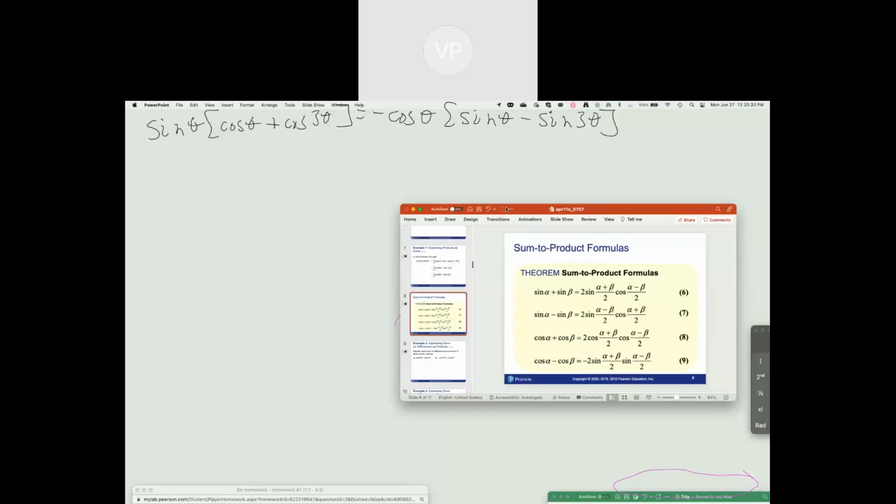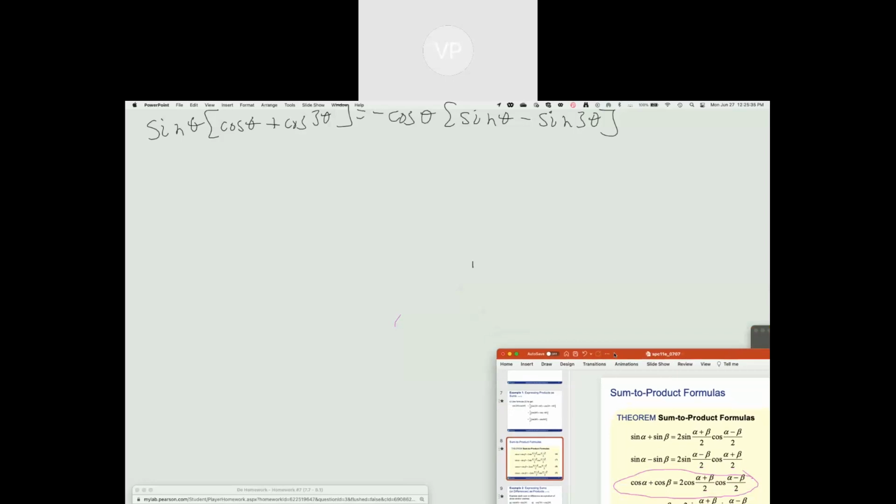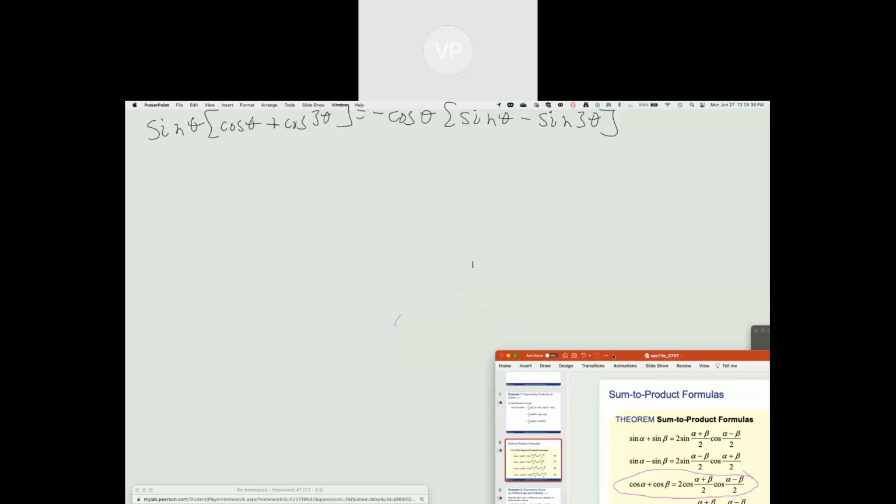I'm looking for that one right there. The cosine plus cosine inside the bracket is what I'm trying to replace. So the one I have circled in pink there, that's what I'm going to replace this one with right there. So that's the goal here. Let's see what happens.